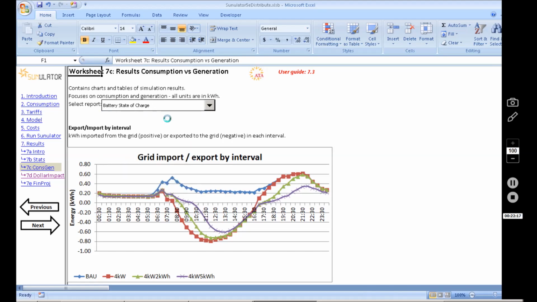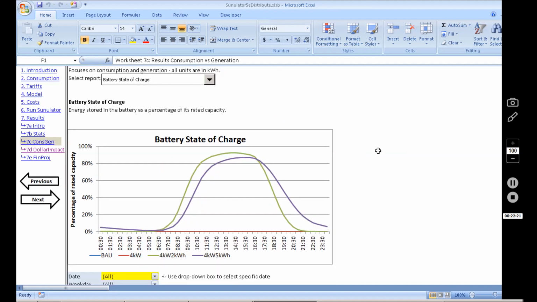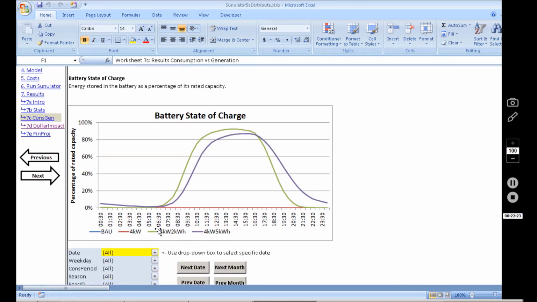The next one is the battery state of charge from 0 to 100%. So business as usual, and the 4 kilowatt with no battery are just on the x-axis. With the small battery, we're generally averaged out over the whole year. It's charging up fast. It's able to achieve almost a whole charge by early afternoon, and then it starts discharging.